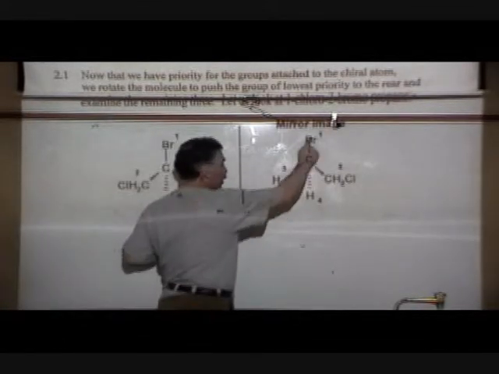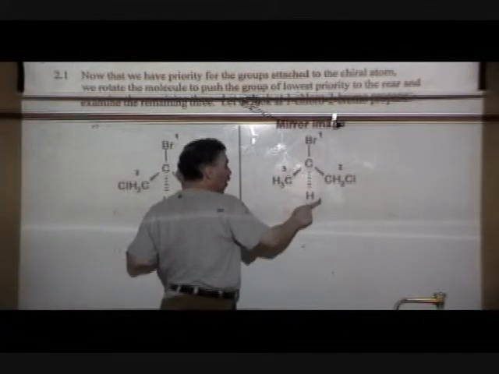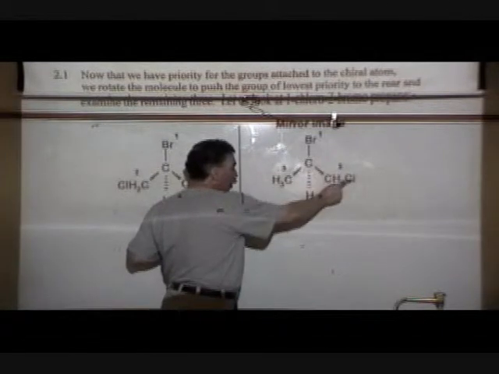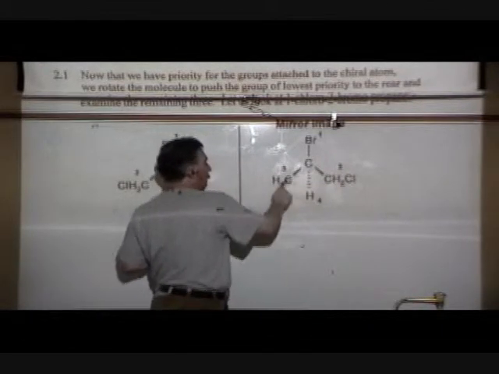And with the mirror image molecule, the prioritization is exactly the same. Bromine first place, the hydrogen fourth, and the carbon which is connected to the chlorine second place, and the CH3 group in third place. So we don't have to prioritize a second time over.